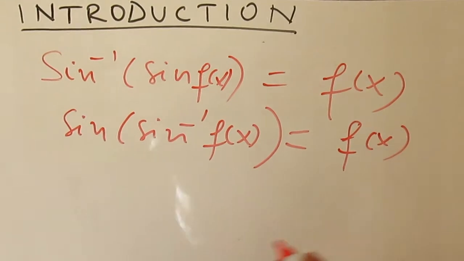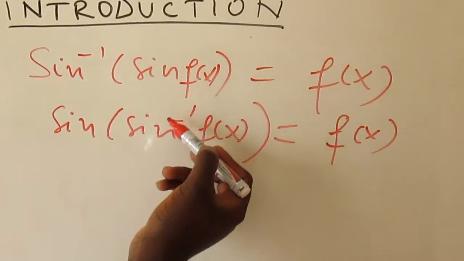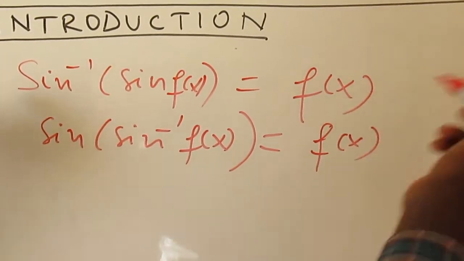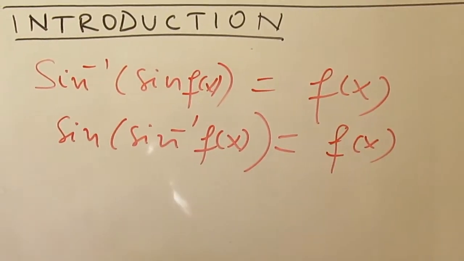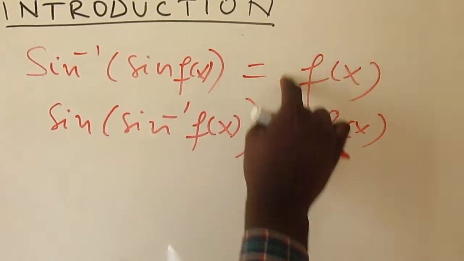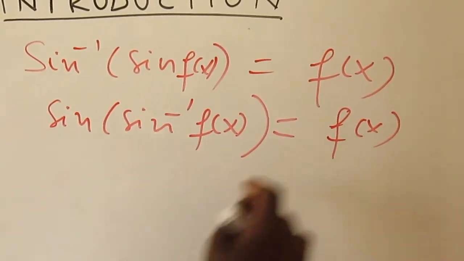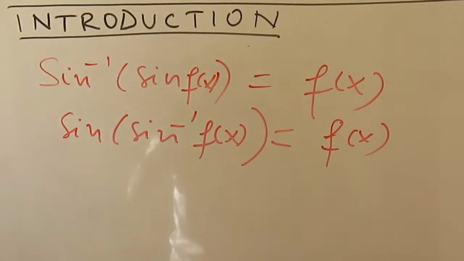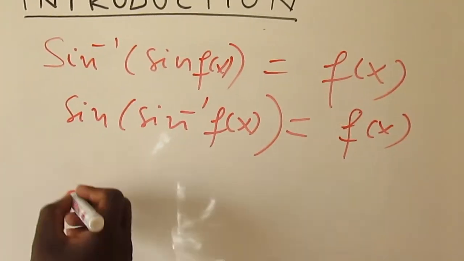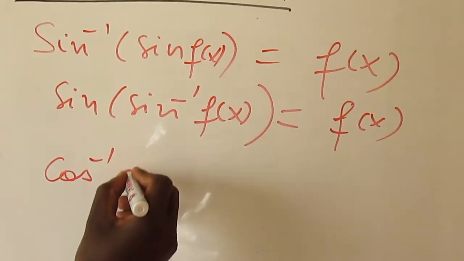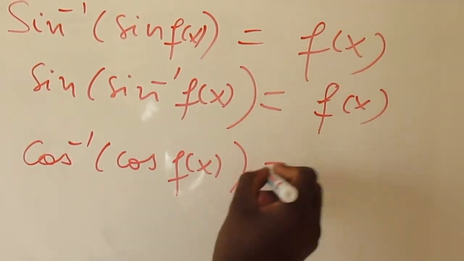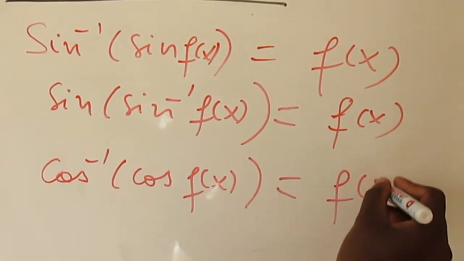Because it can happen that they give you this function and they ask you to derive, and you're going to go there and derive f of x over square root of whatever. Instead of doing that, you take only this, you put it there, and you derive only the function. Okay guys, don't forget this. And this is also applicable for cos: when you have cos minus 1 of cos of f of x, it still gives you the function. Okay guys, don't forget this.